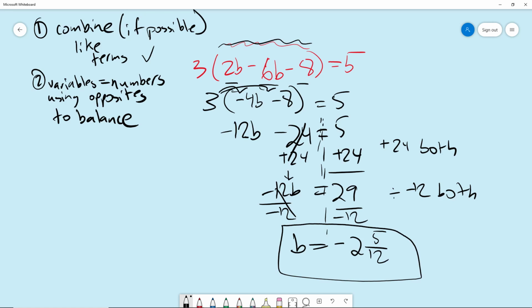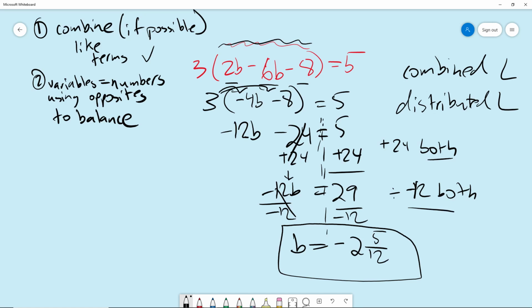Let's just run it back. First we combined. Then we distributed. And this is only on the left, right? Because we didn't have to do anything on the right. Then we added 24 to both to get rid of that -24. Then we divided by -12, the number in front of the variable, to both sides. And we got this fraction. Whoop-de-dee-doo.